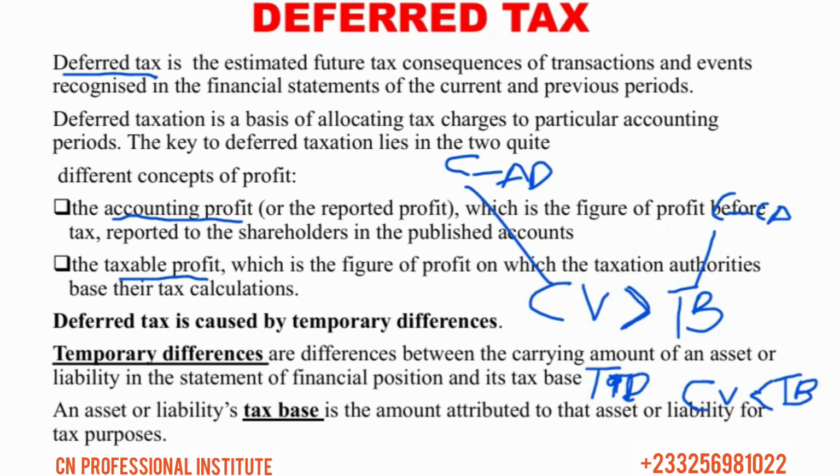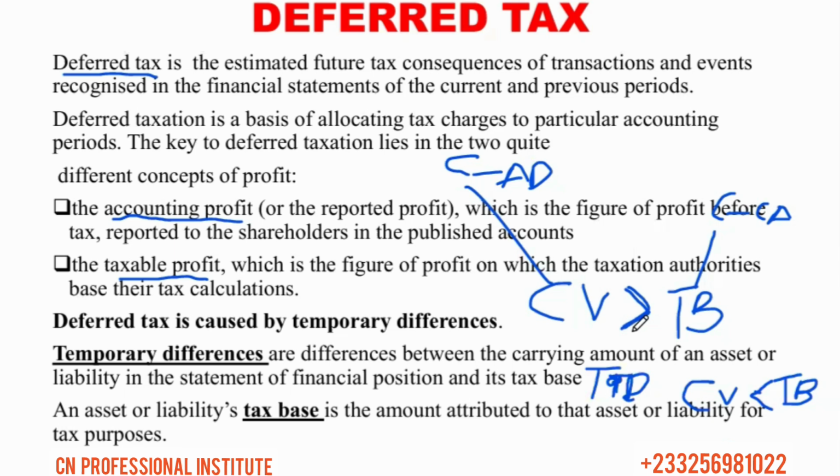The difference between the carrying value and the tax base is just called the temporary difference. For liabilities, it is the other way around. So be very careful. For liabilities, if the carrying value is bigger than the tax base, we have a deductible temporary difference. And if the tax base is greater than the carrying value, we have a taxable temporary difference. So watch out for the two, for assets and liabilities.